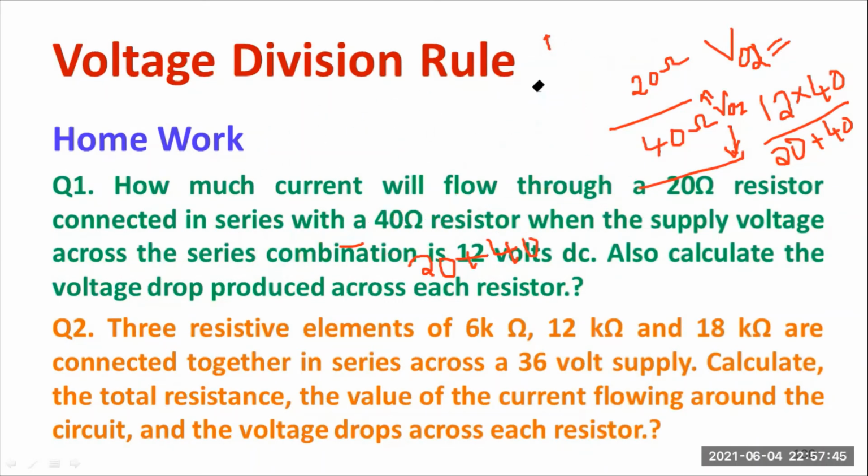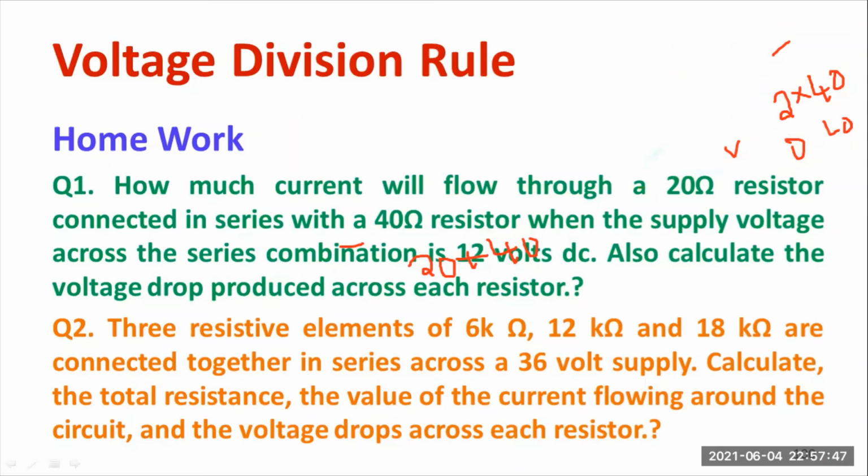I hope you understood how to solve this problem. Likewise, one more numerical example I would like to give to you. That's also very simple. Instead of 2 resistors, we are having 3 resistors. See, 6K, 12K and 18K are connected together in series across 36 volt. Calculate the total resistance, then the value of current flowing around the circuit, and the voltage drop across each resistor.